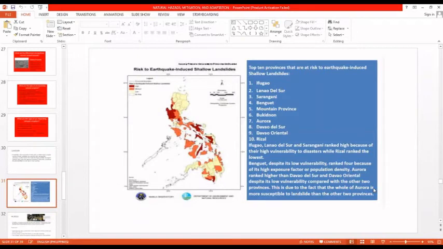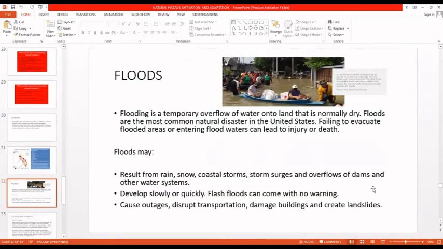We have Ifugao, Lanao del Sur, Sarangani, Benguet, Mountain Province, Bukidnon, Aurora, Davao del Sur, Davao Oriental, and the Rizal.